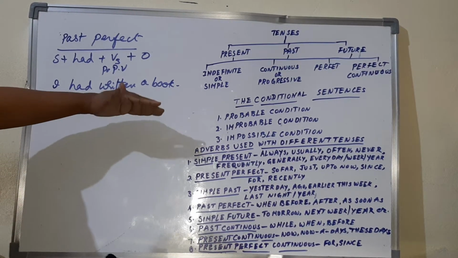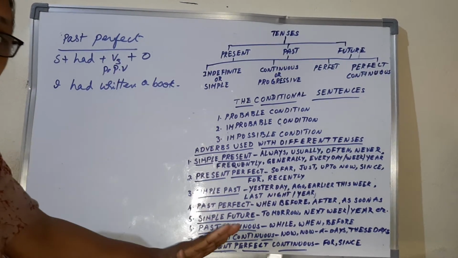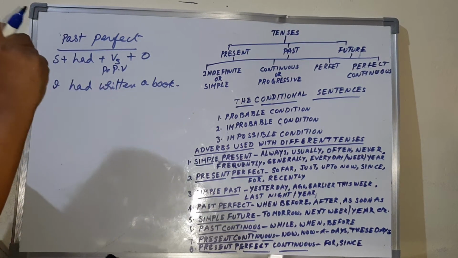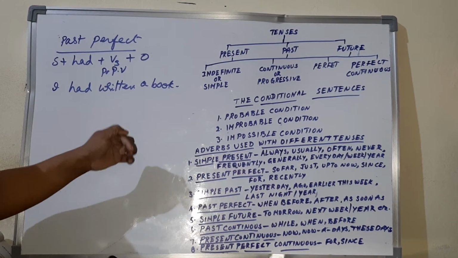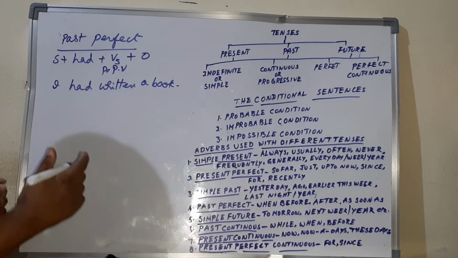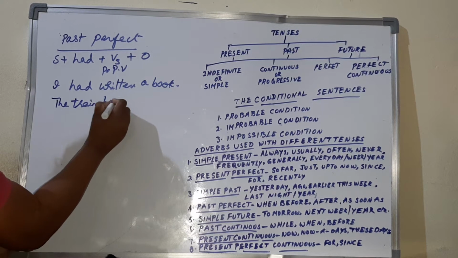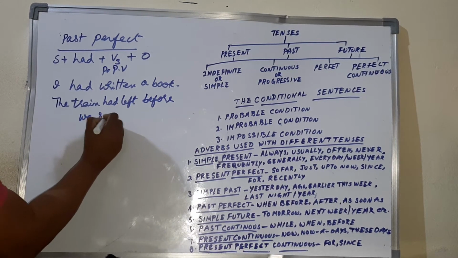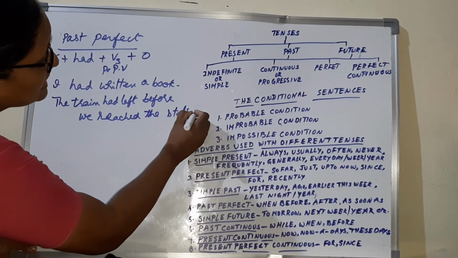Past perfect is sometimes used along with simple past. When we want to express two past incidents in one sentence, for the first action we use had, that is past perfect, and for the second action we use simple past. Yes, the time had left before we reach the station. Before we reach the station.